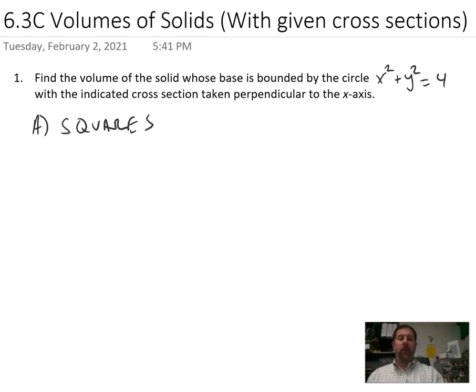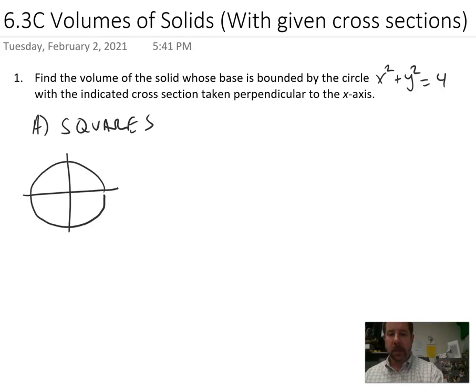All right. So if we draw ourselves a little picture, we have our circle, right? X squared plus y squared equals 4 is a circle with radius 2. So it looks something kind of like that. Oh man, I do a way better circle on the board. Let's give it one more go here. That's not bad. That'll work. Okay, so we have our circle, and we are taking cross sections that are squares.